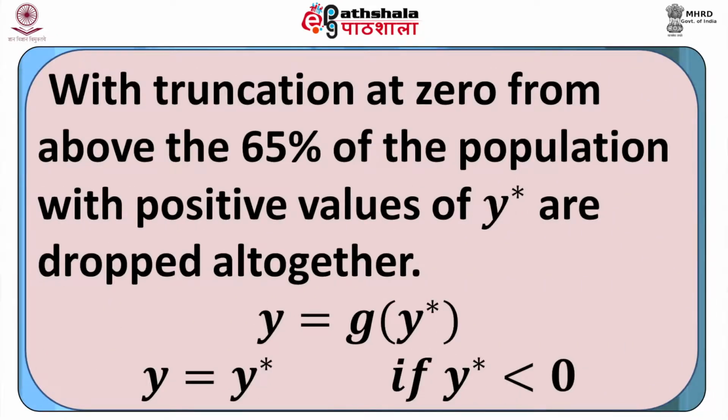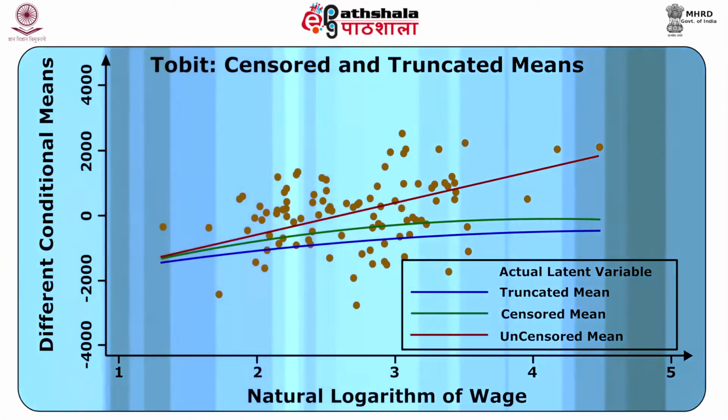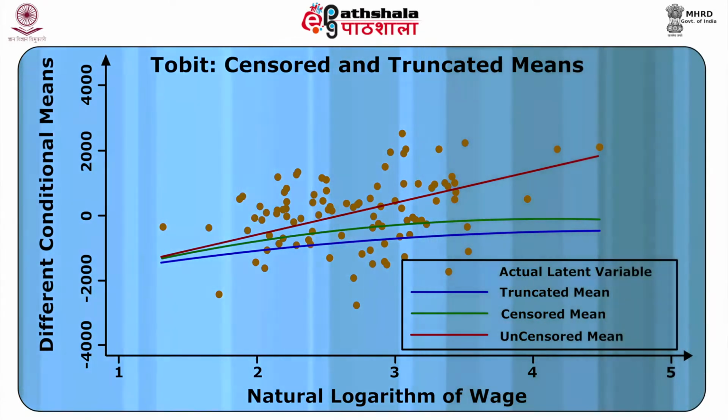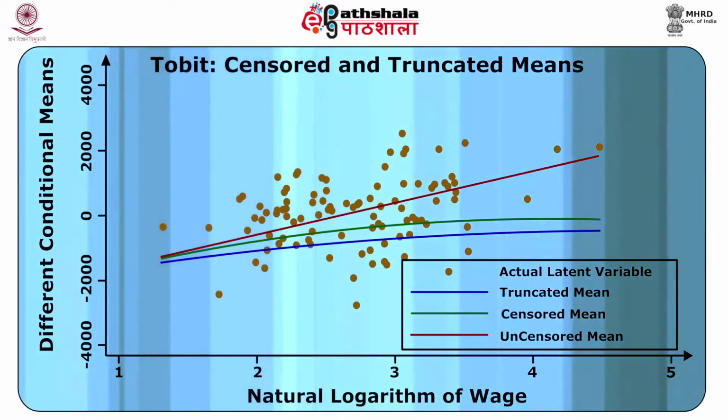So with truncation at 0 from above, the 65% of the population with positive values of y star are dropped altogether. And in that case, y is equal to z of y star, and y will be equal to y star if y star is less than 0. So this decreases the mean below the censored mean. Now figure 2 will show that, since 0 values are no longer included in the data used to form the mean, and we will look at graph 2.